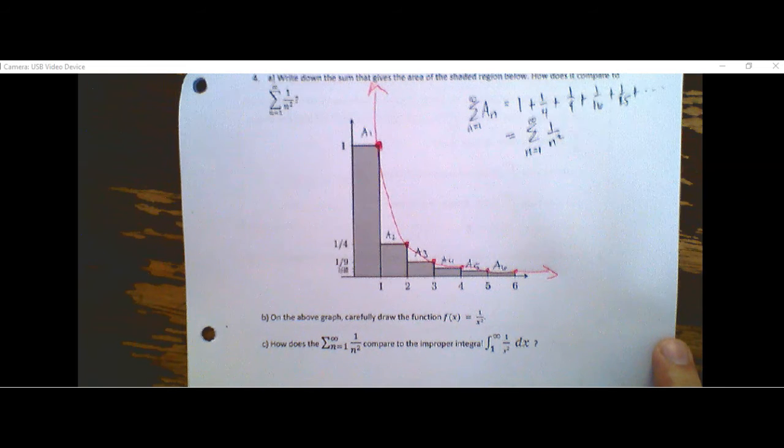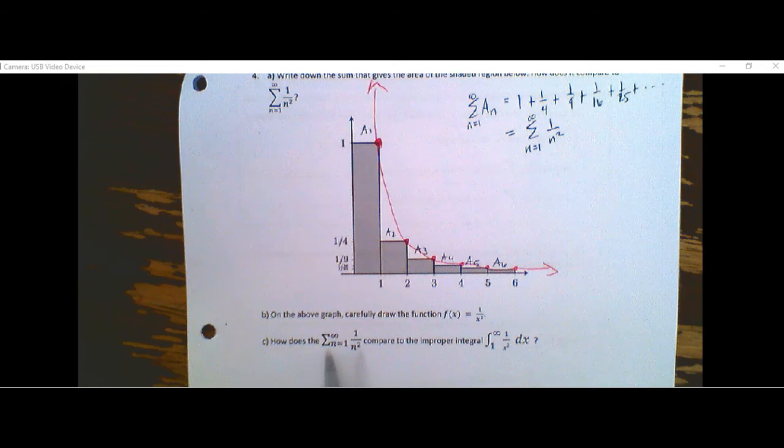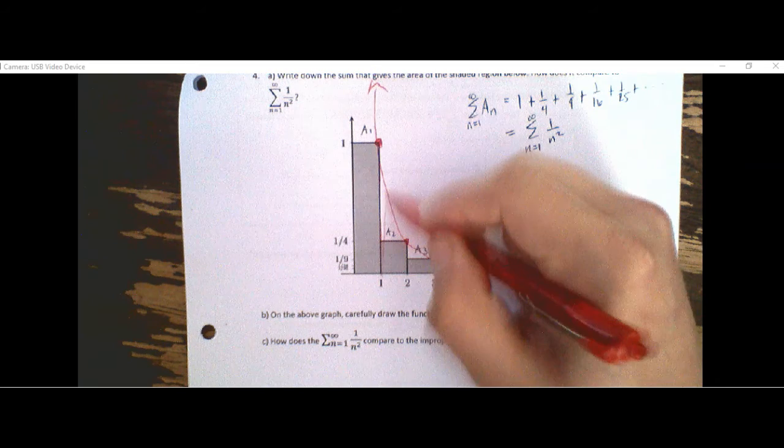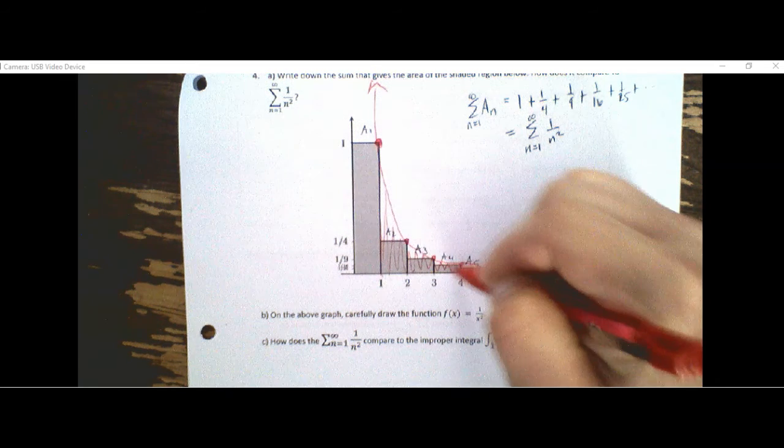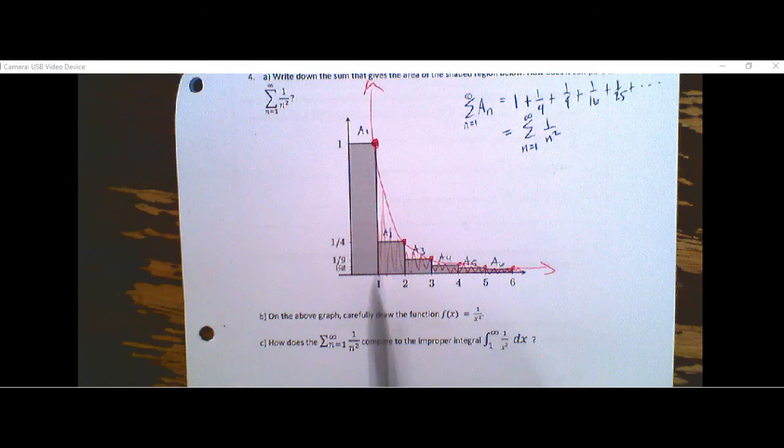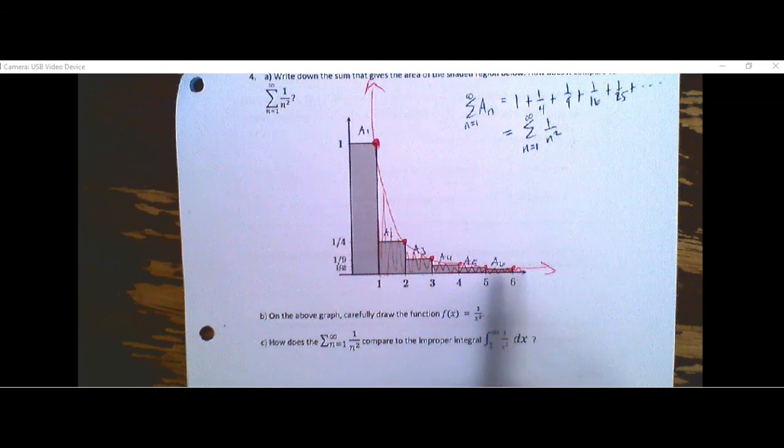All right. So if we look at that, how does the series value, which is the sum of all of these rectangles, compare to the improper integral from 1 to infinity here? So if we look at the improper integral this time, it seems like we have more shaded area for the integral now, right? So sigma n goes from 1 to infinity of 1 over n squared is less than the integral this time.